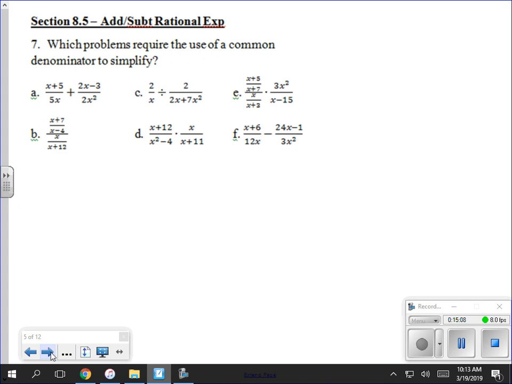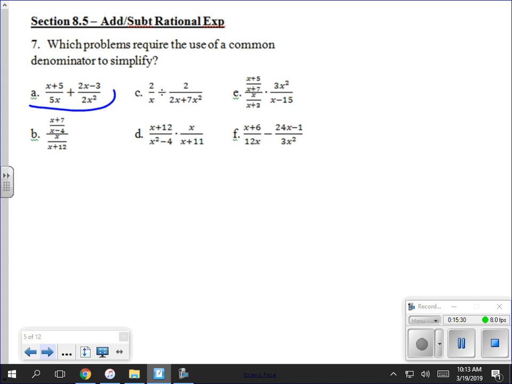Which problems require the use of a common denominator to simplify? What are we doing with the fractions? We are adding, subtracting, multiplying, and dividing fractions. Of those four operations, which ones require a common denominator? Adding and subtracting.